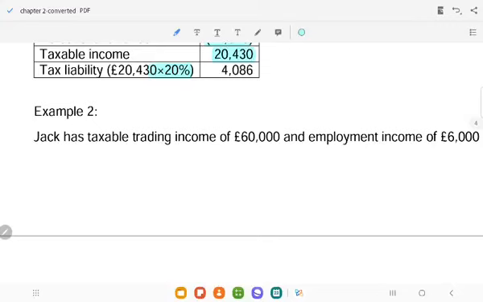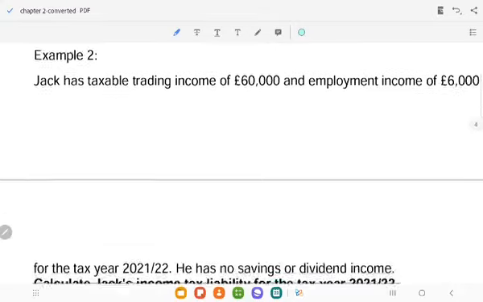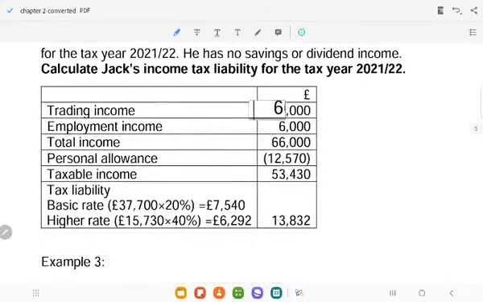What if Jack has a trading income of 60,000 and employment income of 6,000? In this example, the total income becomes 66,000. So again, there is no need to adjust the personal allowance, but his income is more than the basic rate band. Then how to calculate the tax liability? First, you calculate his total income, deduct the personal allowance from that, and you will get the taxable income of 53,430. Out of this, the first 37,700 will be taxed at 20%, and the remaining portion, which is in excess of 37,700, will be taxed at 40%.